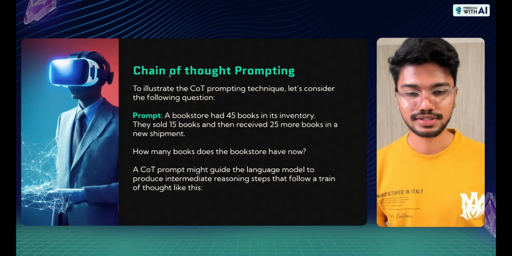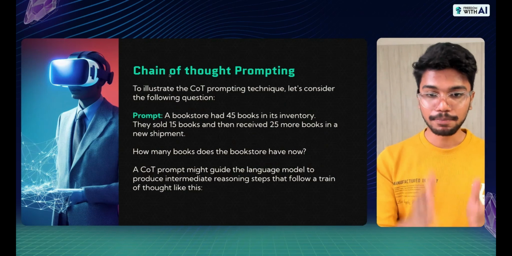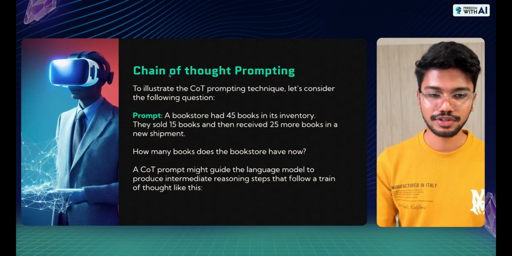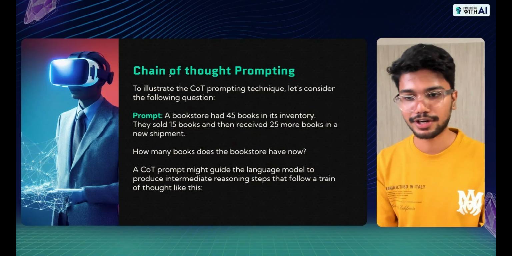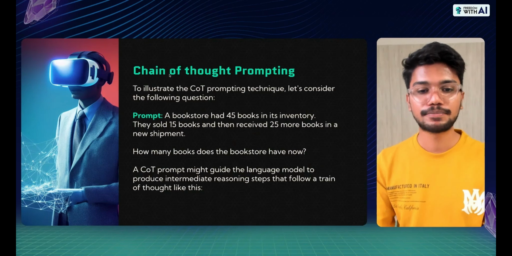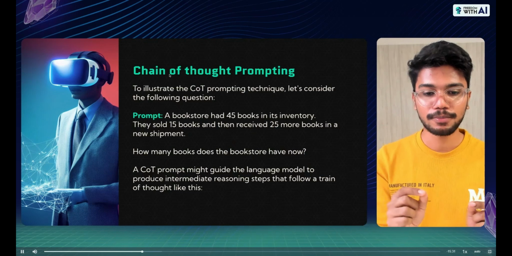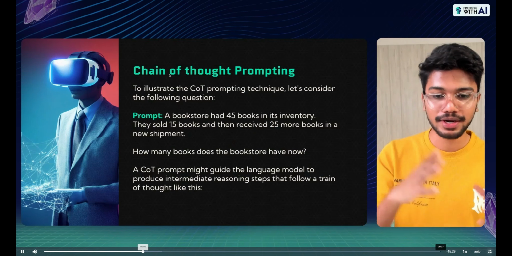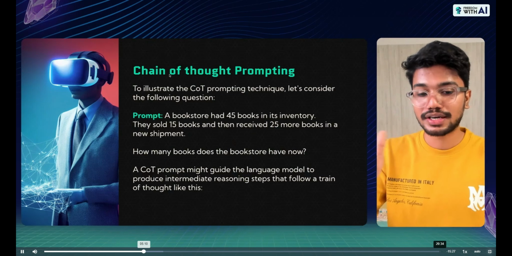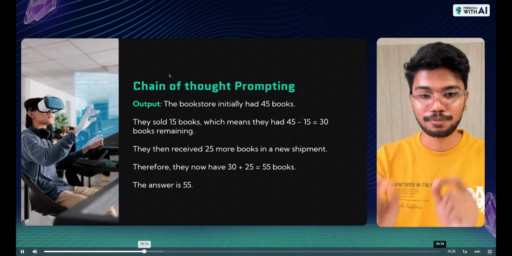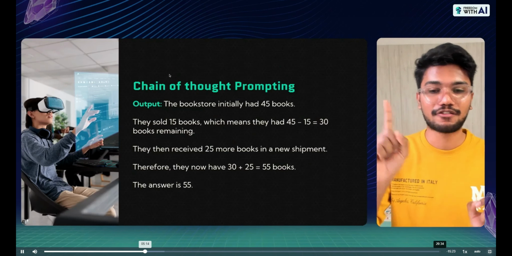To illustrate with an example, let's see this. A bookstore has 45 books in its inventory. They sold 15 books and then received 25 books in a new shipment. How many books does the bookstore have now? A chain of thought prompt guides the language model to produce intermediate reasoning steps that follow a train of thought, something like this. Output: The bookstore initially had 45 books.